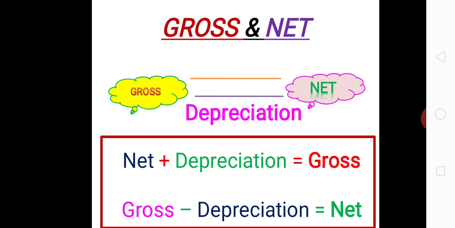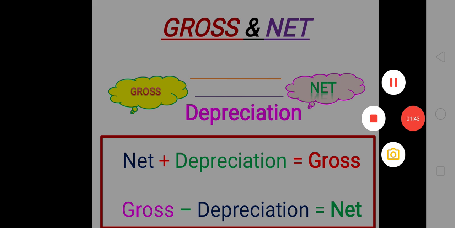So GDP, that is gross domestic product, minus depreciation, we will get NDP, net domestic product. GNP, gross national product, minus depreciation, we will get NNP, net national product. So gross to net, subtract depreciation; net to gross, add depreciation.